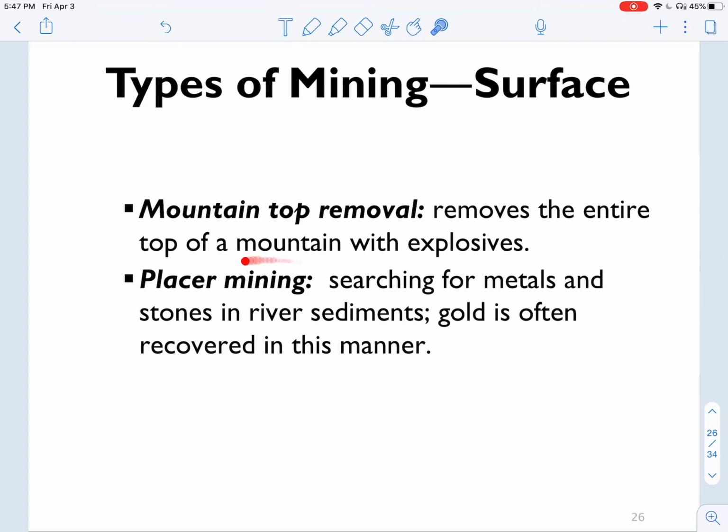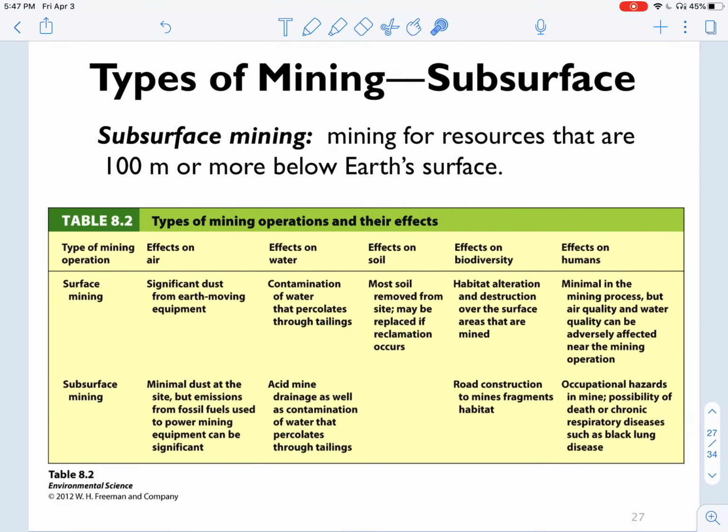And then placer mining is when you're in the rivers searching for sediments. So gold is often recovered. So sediments and rivers. Then there's subsurface mining. So this is 100 meters or below the earth. And there's a lot of pros and cons of surface versus subsurface. So if you notice, there's quite a bit of effects on the air, effects on water, effects on soil, biodiversity, and then the human effect.